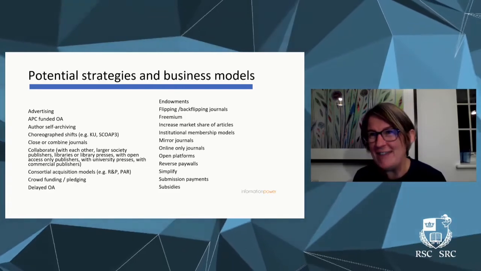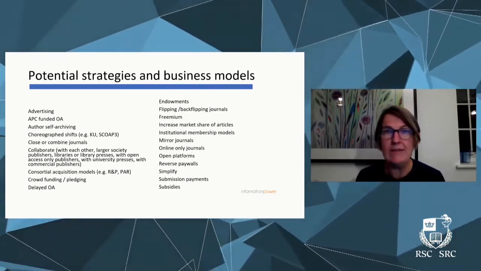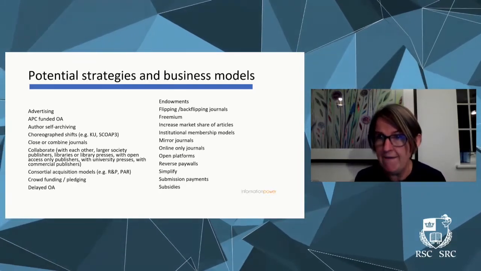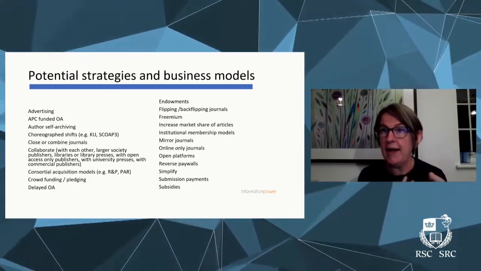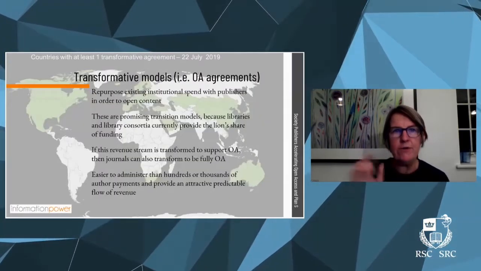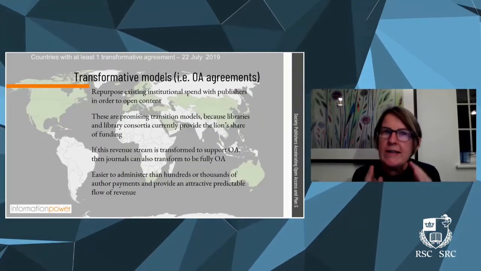I don't, unfortunately, have time to go into all of these models today, but they're clearly presented in the report, which is freely available at that URL that I showed a minute ago, and that will be on the last slide as well. What I want to focus in on are transformative agreements.